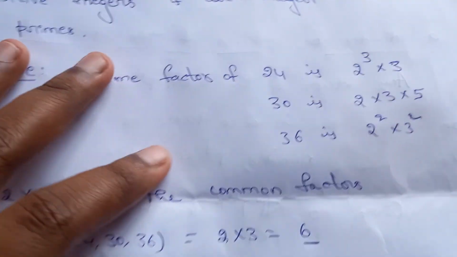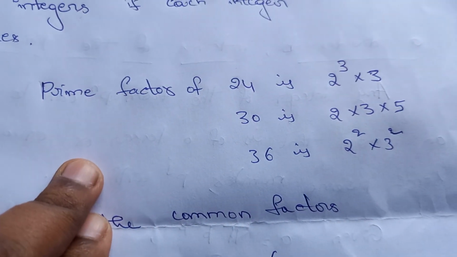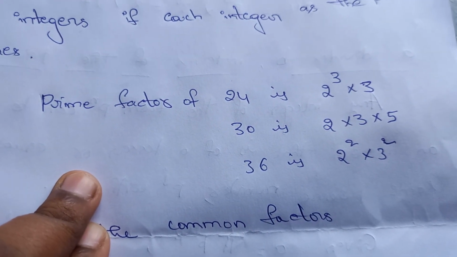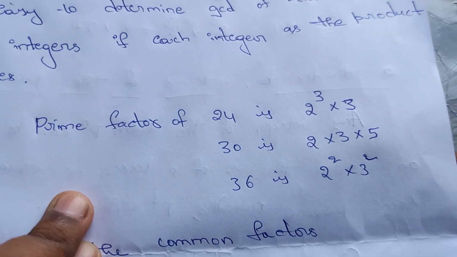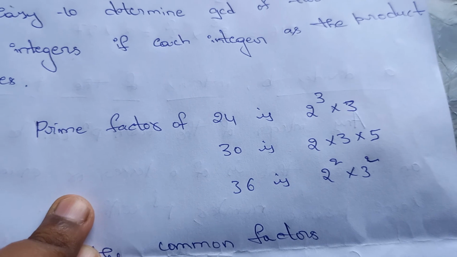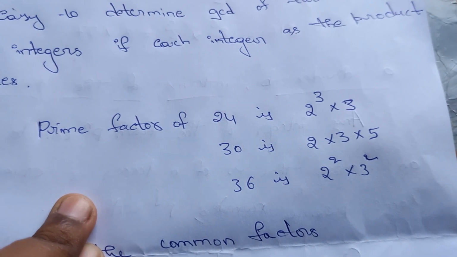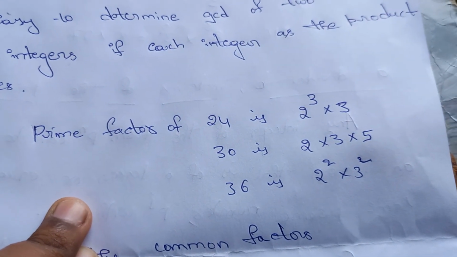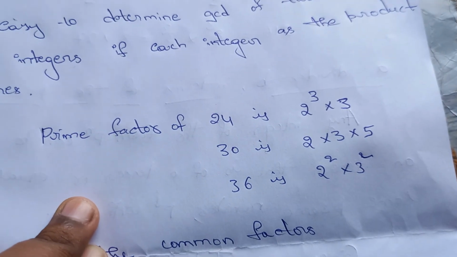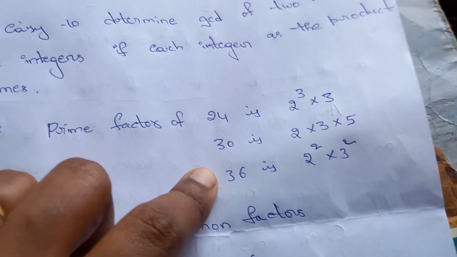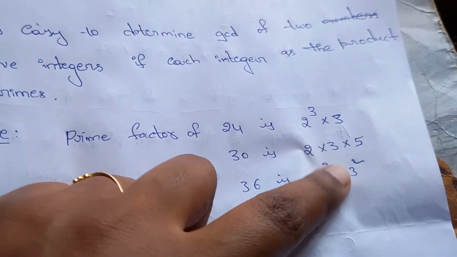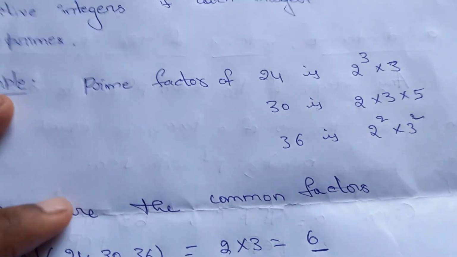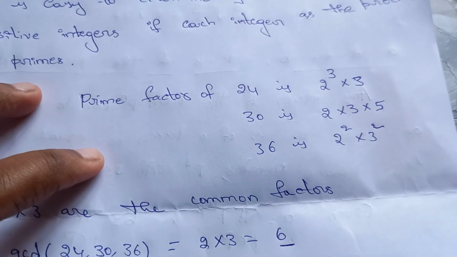Observe the prime factors of the three numbers 24, 30, 36. The common prime factors are 2, 3. The first is 2 power 3 into 3, the second is 2 into 3 into 5, and the next is 2 power 2 into 3 power 2. For these three integers, the common factors are 2 into 3. So we can say that 2 into 3 are the common factors.